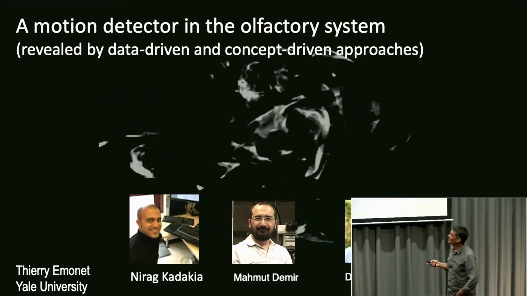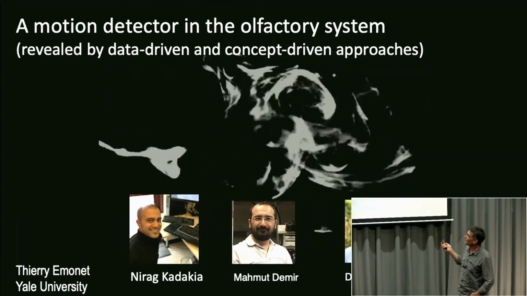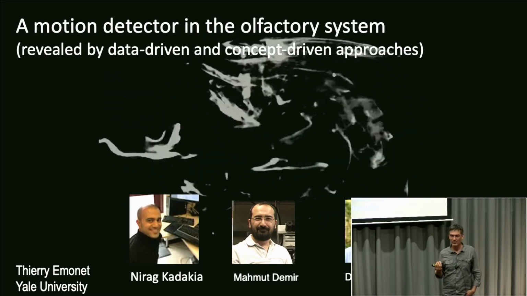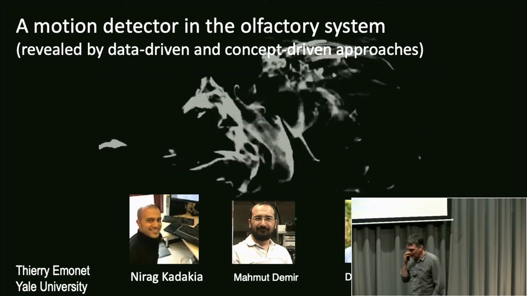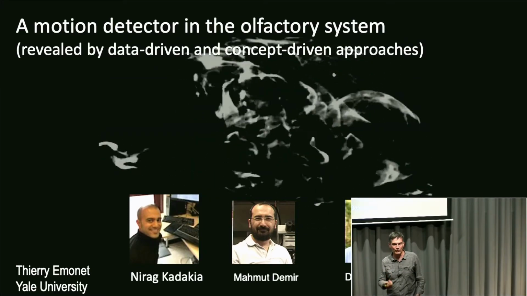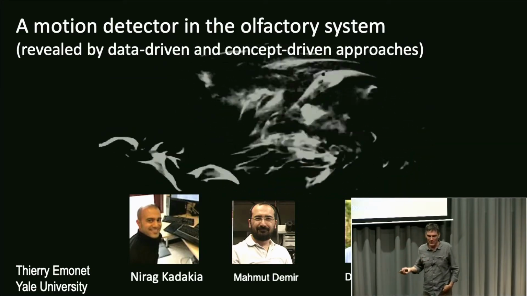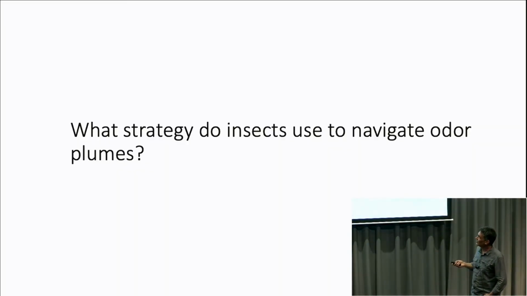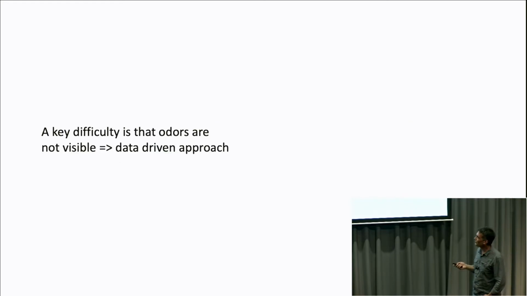Okay, so the question is how, as an animal, can you navigate such complicated odor plumes? And as Massimo was saying, navigating odors to their source is really important for survival, to find mates, to avoid dangers, to find food, etc. And the question is, what strategy can you use as an insect to do this? And one of the key difficulties is that you cannot see the odor. And so it's very difficult to image the odor field and the animal at the same time.